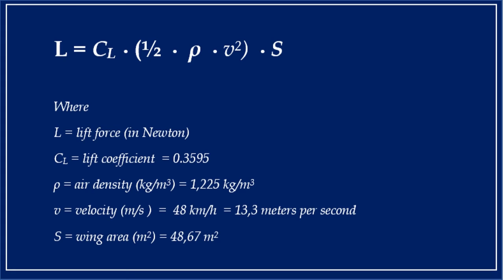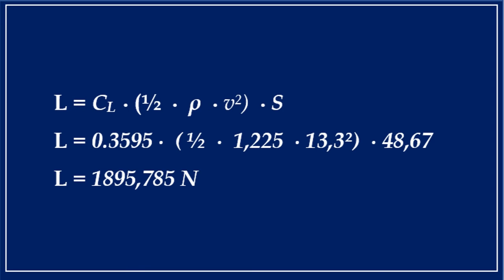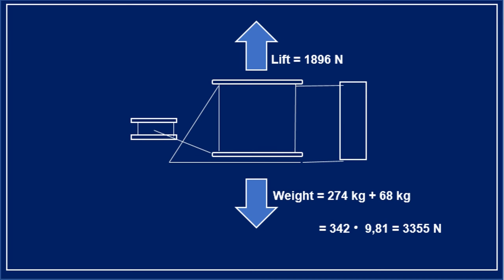And as you can see, we're now arriving at a lift force of 1895.785 Newton, which roughly would equate to, let's say, somewhere in the vicinity of 170 kilos. Then in order for our Wright Flyer to fly, the lift that ought to be generated should be higher than the total empty weight of the airplane plus the weight of the pilot.